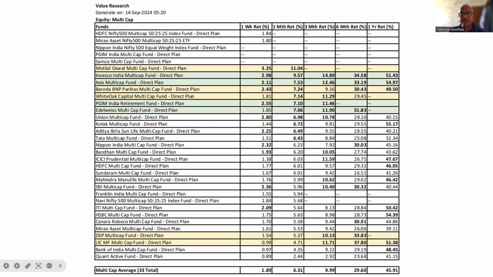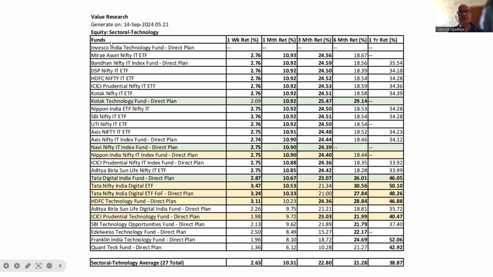They gave weekly return of 1.89, monthly 6.31, 9.99 for 3 months, 29.60 for 6 months, and 45.91 for the year. Bit subdued for the year. The ones in green are UNESCO India Multi-Cap Fund, 51.43 for the year. Axis Multi-Cap Fund, 54.97 for the year. PGM India Retirement Fund, 11.46 for 3 months. Edelweiss Multi-Cap Fund, which is 31.83 for the 6 months. So these are the multi-cap funds for you.